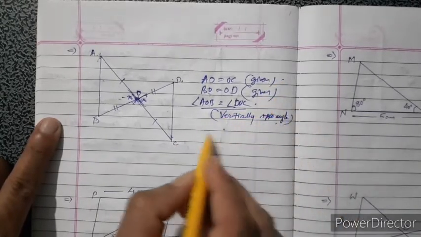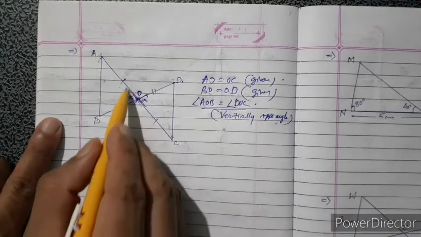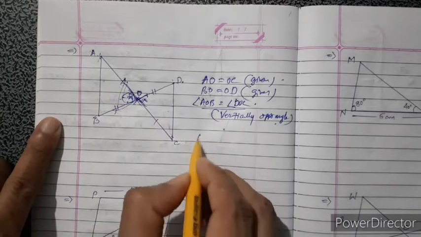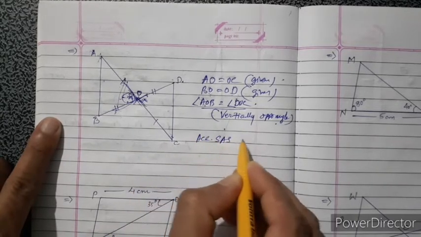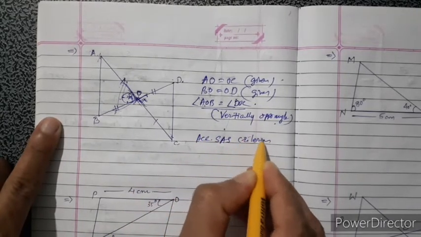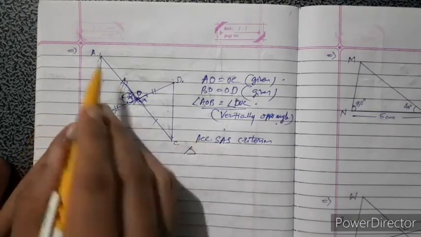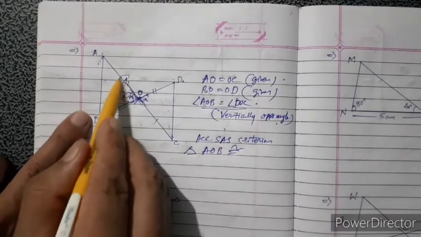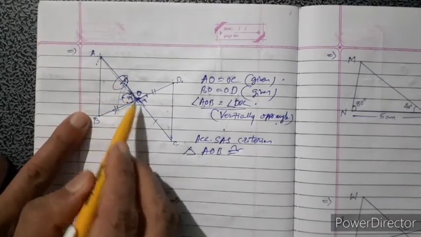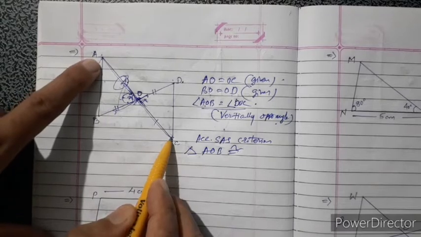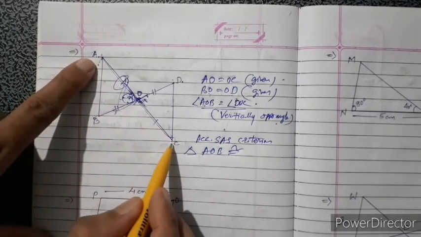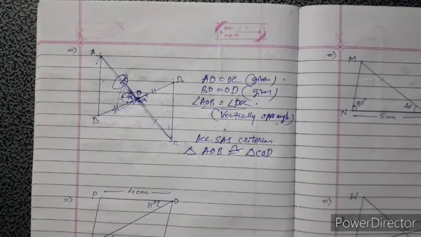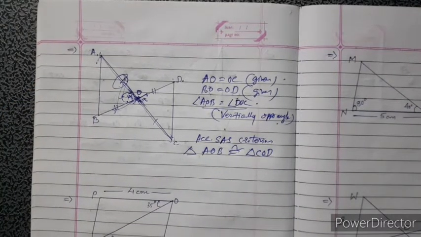So this one is side, side and angle, and the angle is in the middle of these two sides. Look, two sides, and the included angle is between those two sides. So here according to the SAS criterion, the two triangles AOB and COD are congruent. AO is equal to CO, and BO equal to DO. Okay, they are equal.